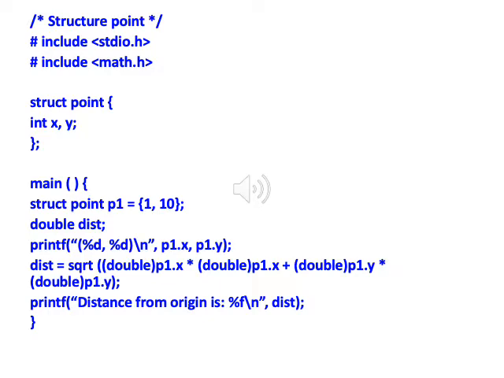And once we have this structure, then we are declaring a variable of that structure. We are initializing it with the x and y values. We are printing those x and y values for p1, and then the next thing we're doing is some mathematical calculation, calculating the distance of this point p1 from the origin, and finally we are printing that distance.